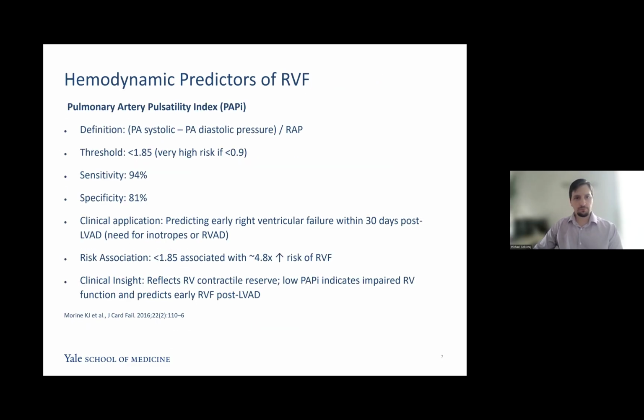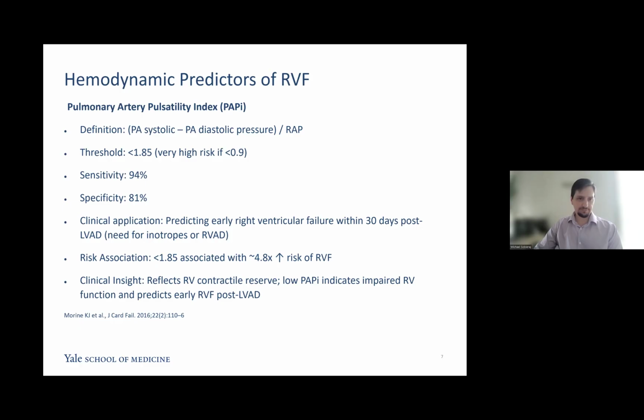So going quickly over some of the hemodynamic predictors of RV failure in the post-LVAD population, you have the pulmonary artery pulsatility index, which is essentially the pulse pressure of the PA system divided by your right atrial pressure. So it makes sense that as your pulse pressure in the PA starts to drop and match up to what's in the right atrium, that's a bad sign. Your forward pressure is becoming closer and closer to what the central venous pressure system is putting out.